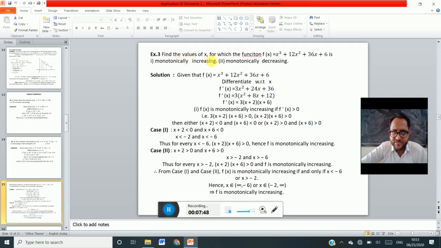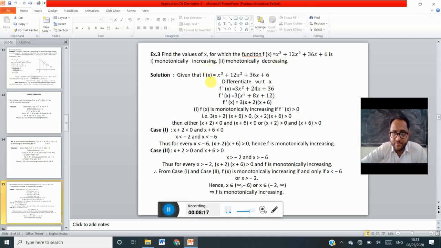Find the value of x for which the function f(x) = x³ + 12x² + 36x + 6 is monotonically increasing and monotonically decreasing. So here we have to find the value of x for these two cases, right? First we consider the function increasing, and in the other case the function decreasing, and for both cases we have to find the value of x, right?